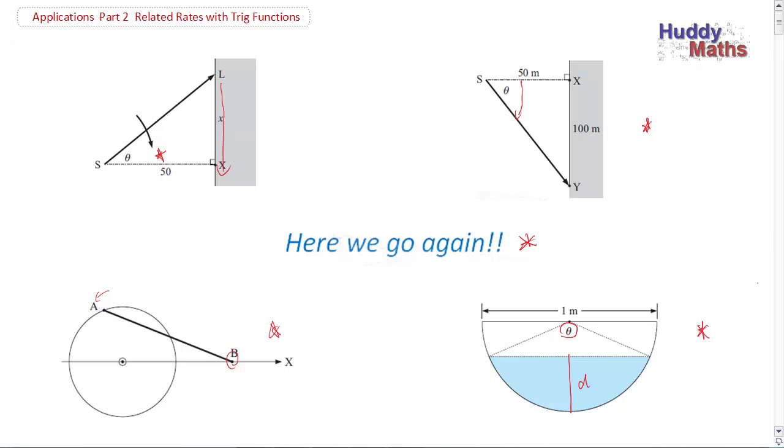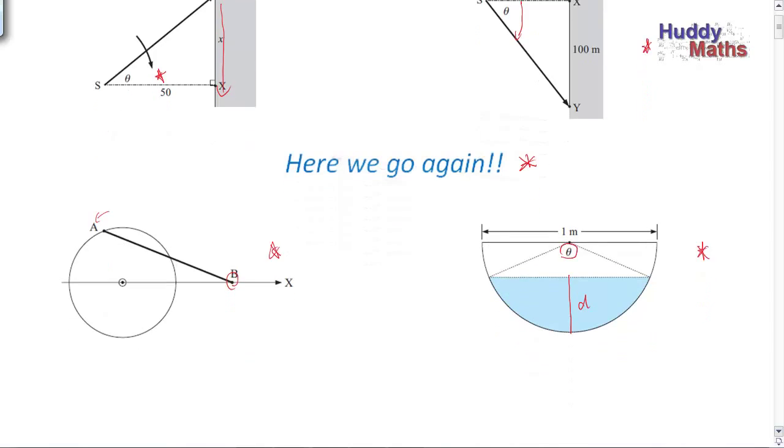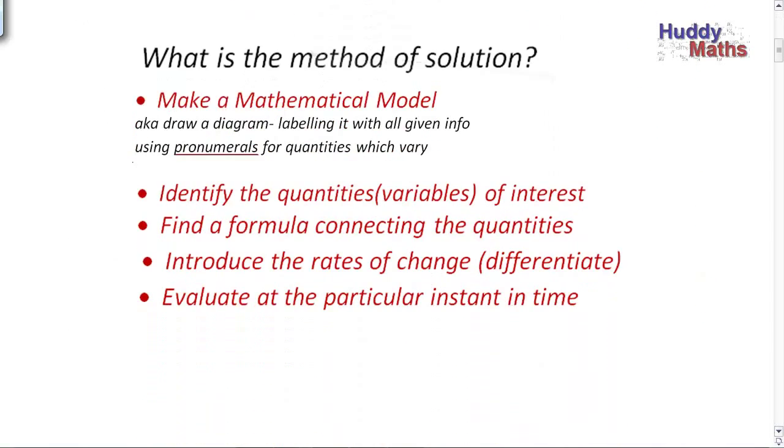So there are lots of practical problems, and it's exciting stuff. Let's get started, and I want to start with a little bit of revision, which came from an earlier presentation. What is the method of solution? We make a mathematical diagram, which involved drawing a mathematical model, drawing a diagram, labelling it with all the given information, using pronumerals for quantities that vary. Okay, all that stuff that we did before. So you need to go back to the last presentation in the calculus of parametric equations to have a look at that.